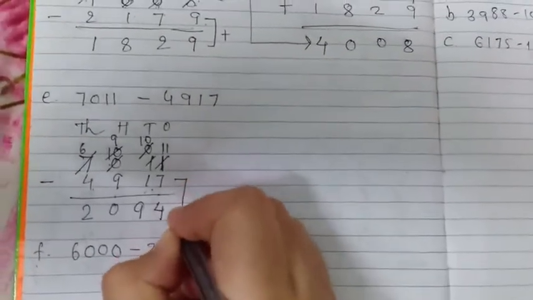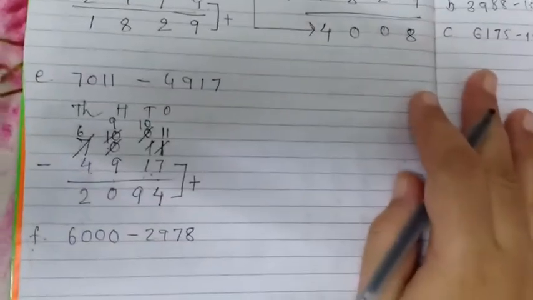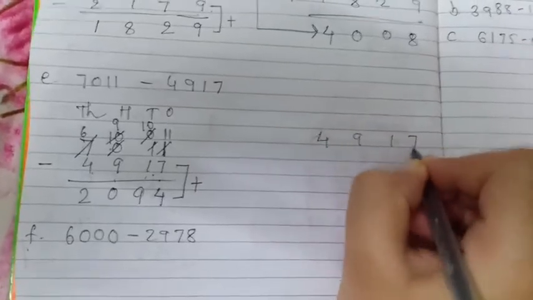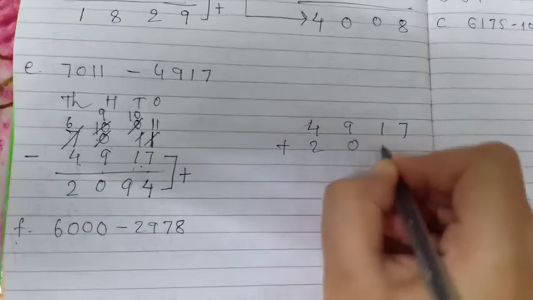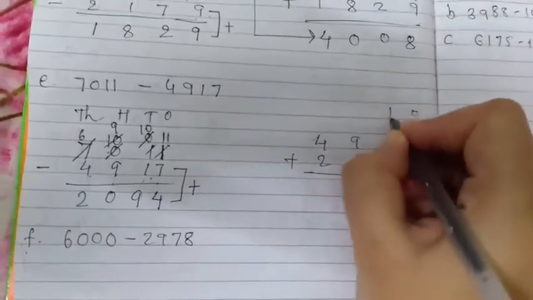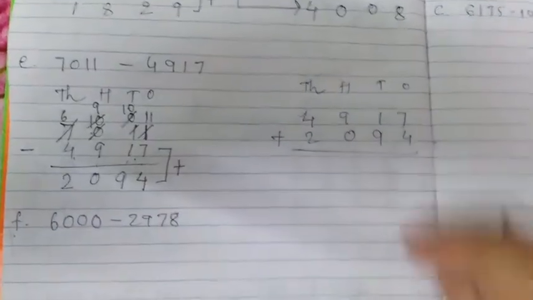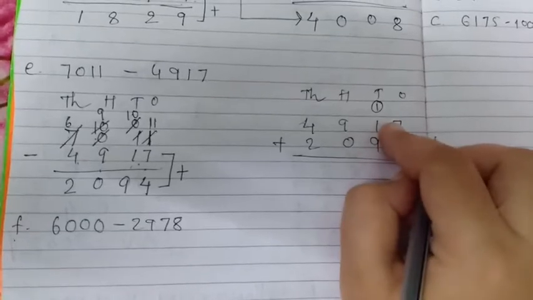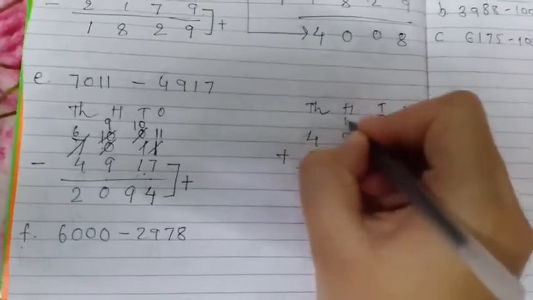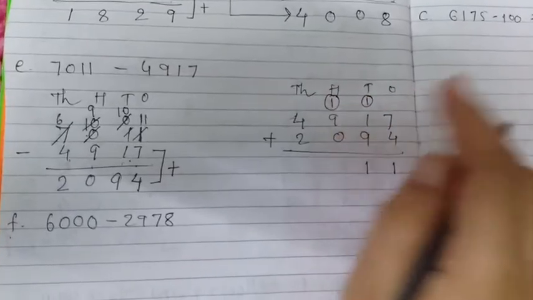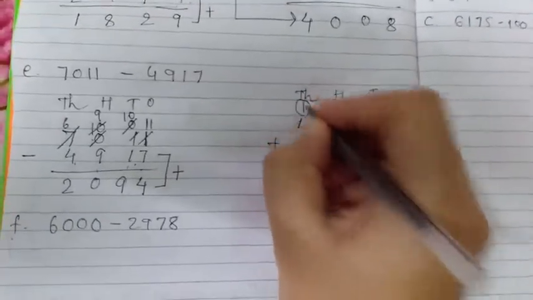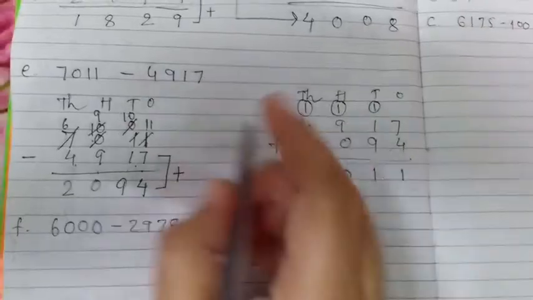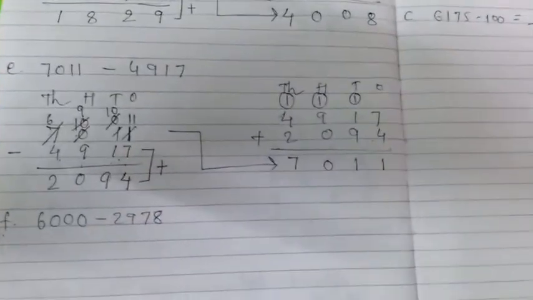Now to check the subtraction, do the addition of subtrahend and the difference. So 4917 plus 2094. Ones, tens, hundreds and thousands. 7 plus 4, 11. 1 carry. 9 plus 1, 10. 10 plus 1, 11. 1 carry. 9 plus 1, 10. 10 plus 0, 10. 0, 1 carry. 4 plus 1, 5. 5 plus 2, 7. So your answer is 7011, and it's the same as the minus.